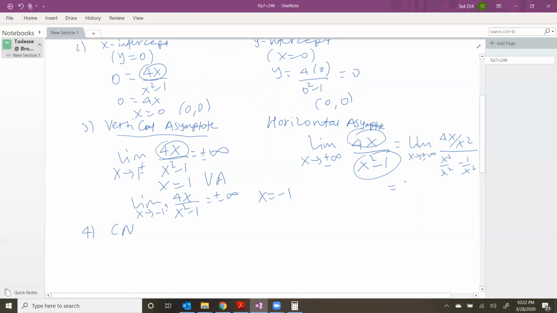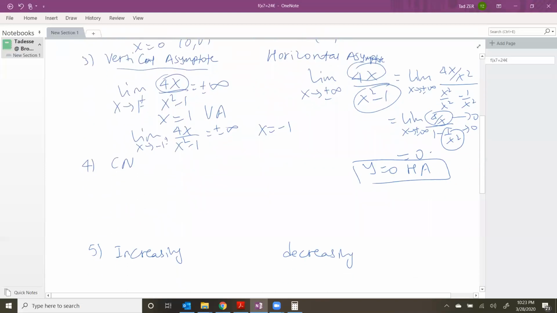This gives me the limit of 4 over x over 1 minus 1 over x squared, as x goes to plus or minus infinity. In both cases, the numerator goes to 0 and the denominator goes to 1, so the answer is 0. What does that mean? y equals 0 is the horizontal asymptote. So I'm done with the asymptotes.